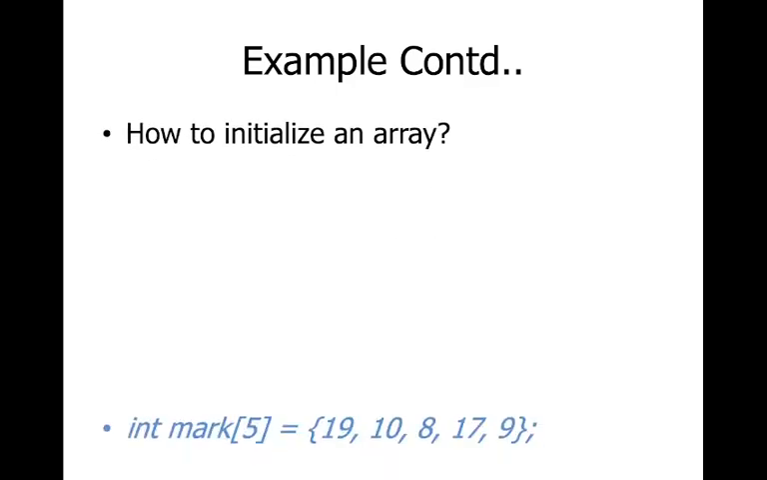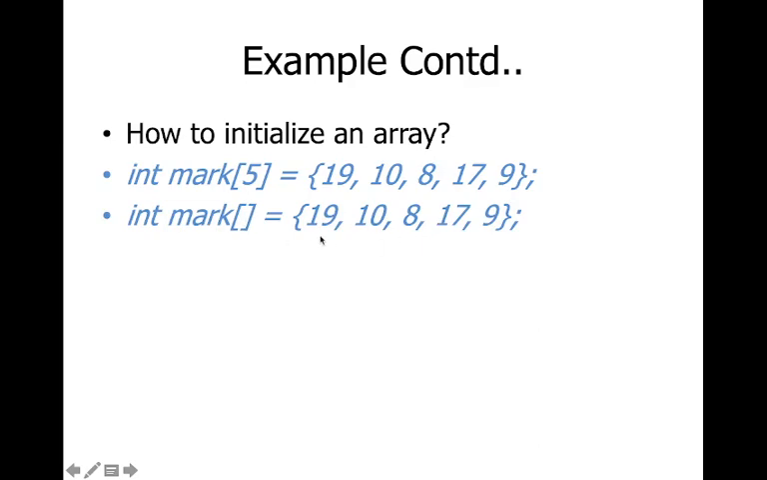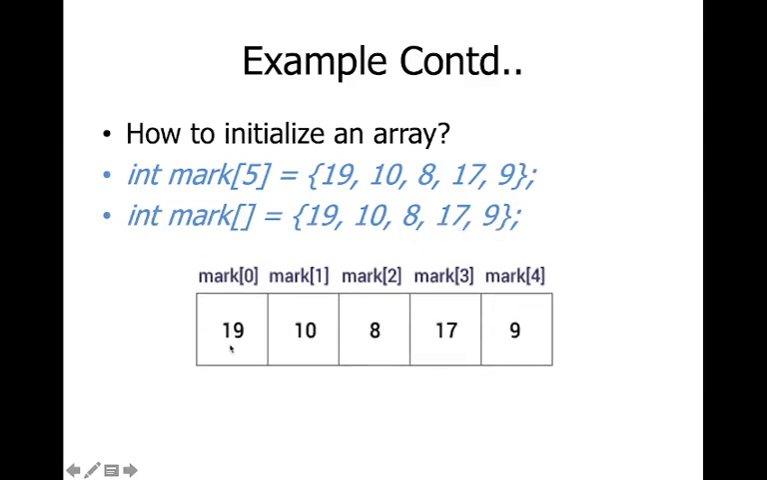So how to initialize an array? We have already seen how to initialize an array. This is one method, mark of 5 equal to 19, 10, 8, 17, 18. So mark of 0 will be 19, mark of 1 will be 10, mark of 2 will be 8. Like this we can initialize an array, or we can also initialize it without specifying the size here. So automatically a 5 element array will be initialized. So mark of 0 will be 19, 10, 8, 17 and 9.